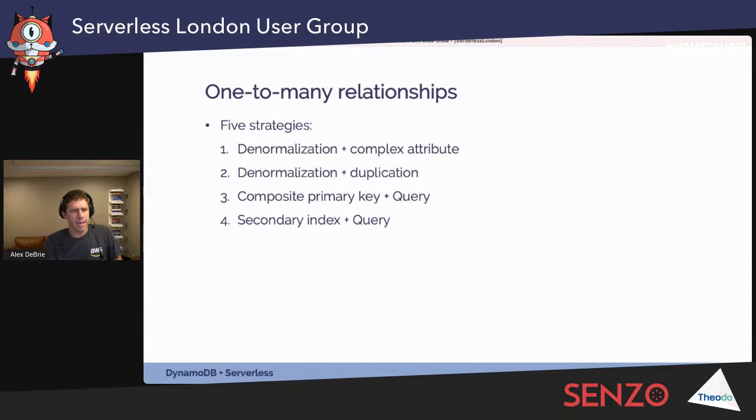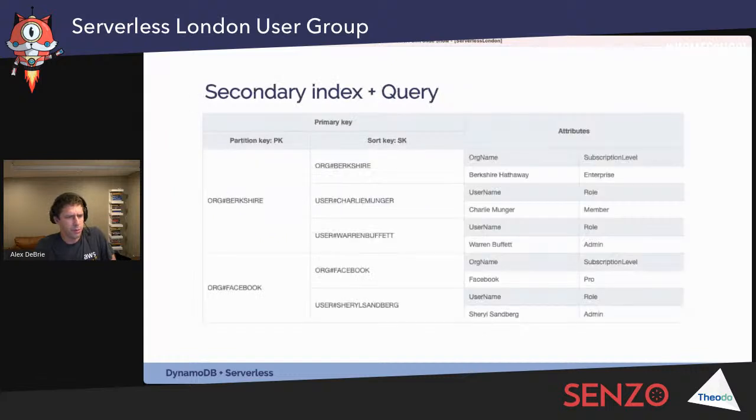Let's move into the fourth pattern, which is secondary index plus query. And this is actually very similar to the last pattern. And we'll see when you would use that pattern. So let's go back to our example. We have our SaaS application with organizations and users. Let's add a third entity into the mix. Let's say we want to add tickets, right? And tickets can belong to a particular user. So maybe our SaaS application is like Zendesk or something like that, right? Where tickets belong to a particular user.